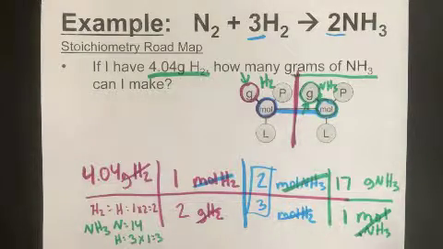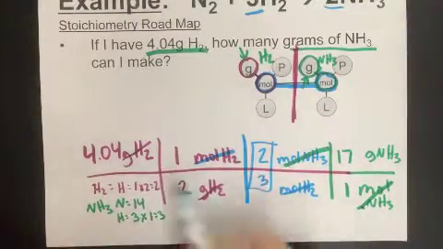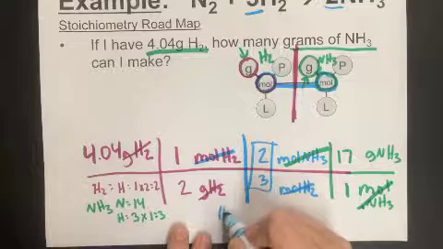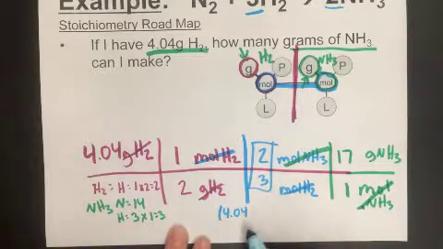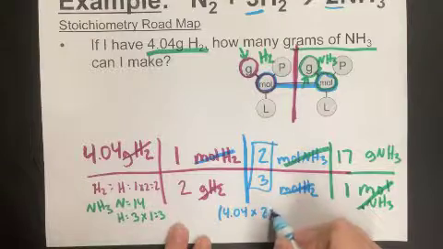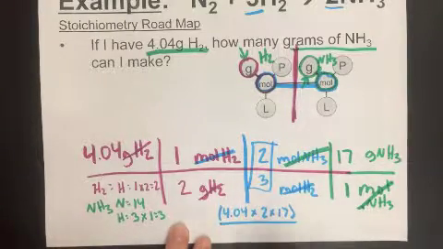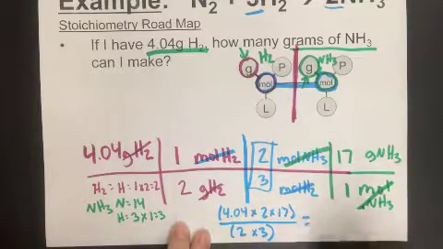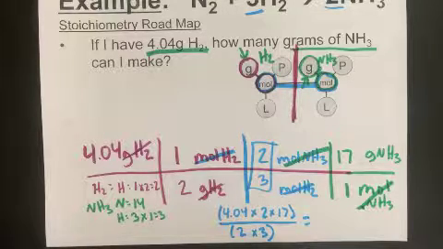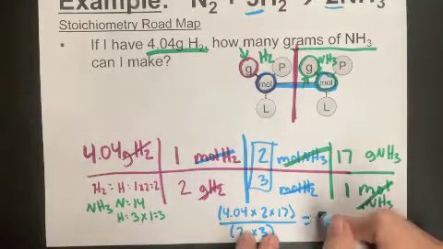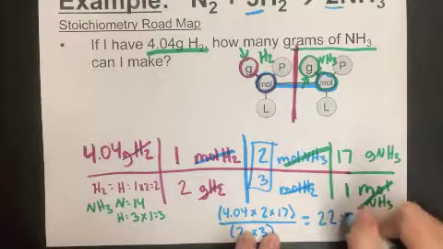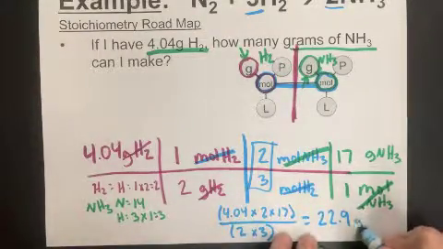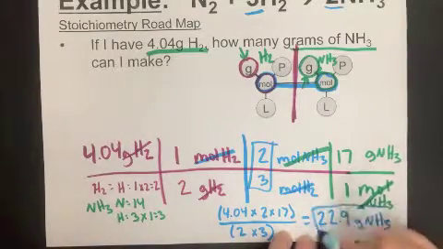So how do you plug this in the calculator? This sometimes can be the hardest part. You need to multiply the top and divide by the bottom. The easiest way to do it is parentheses 4.04 times 2 times 17, close parentheses, divided by parentheses 2 times 3, close parentheses. With sig figs, you're allowed 3, so your answer is 22.9 grams of NH3.